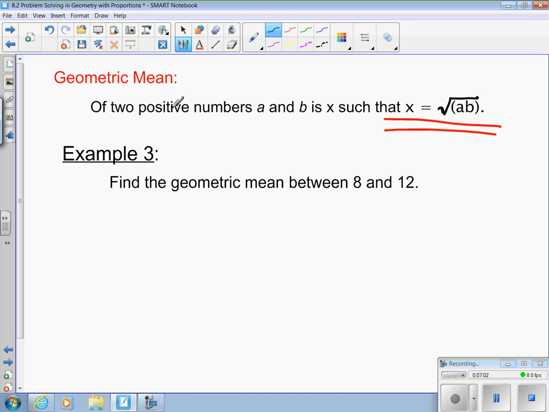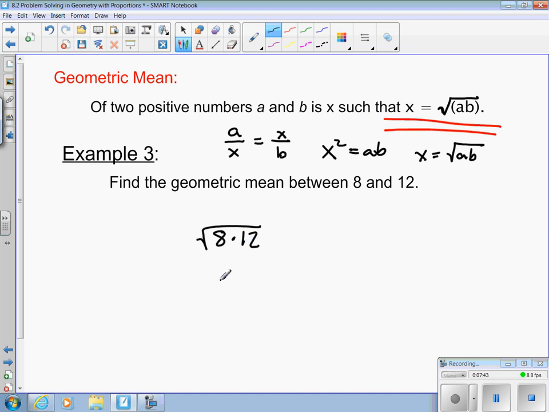What the book describes is, if you're looking for the geometric mean between A and B, they want you to set up A and B in the extremes and x in the means, and solve for x. Well, you're going to get x squared equals a times b. And how do you solve for x? You have to take the square root. Every single time you do this, you're going to follow the same pattern. So if we're looking for the geometric mean between 8 and 12, you'd take 8 times 12 and then take the square root.